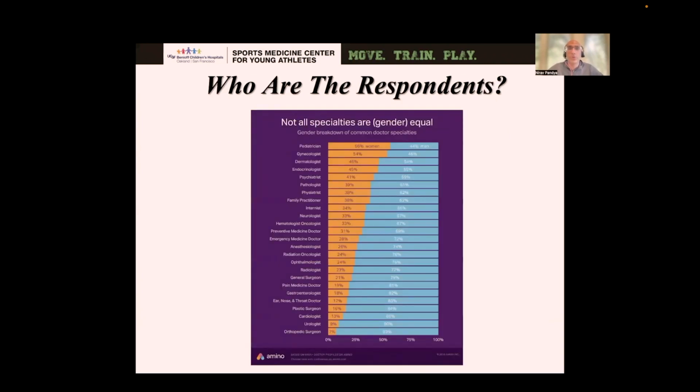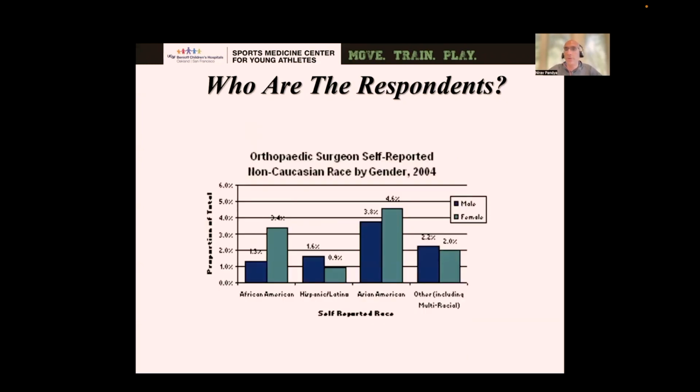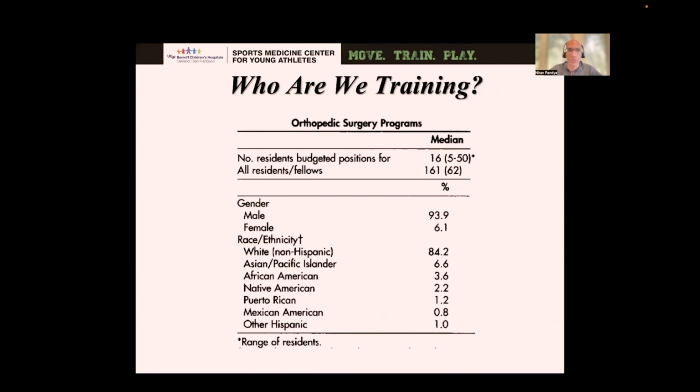Now, a lot of this has to do with who our actual workforce is. If you look at orthopedic surgeons, they have the worst diversity from a gender standpoint, with only 7% of orthopedic surgeons actually identifying as female. And then if we look at it from a racial standpoint, we see similar disparities with very low proportions of African American and Hispanic Latino orthopedic surgeons.